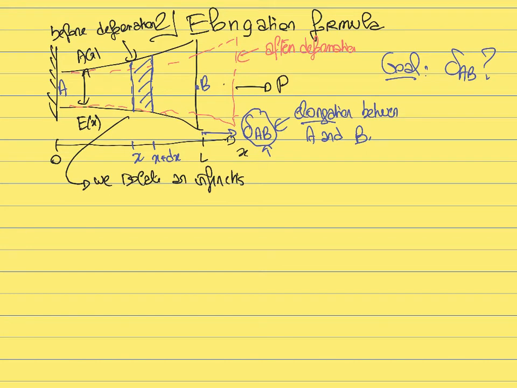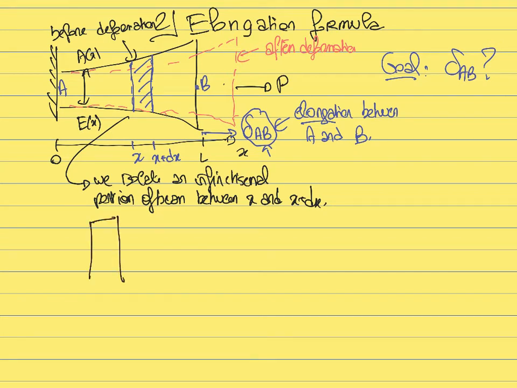So an infinitesimal portion of this beam, between x and x plus dx. So we go between x and x plus dx. And again, we choose dx as being very small so that this beam is infinitely small. So if we draw this beam, now we have this small section of the beam. It goes between x and x plus dx.